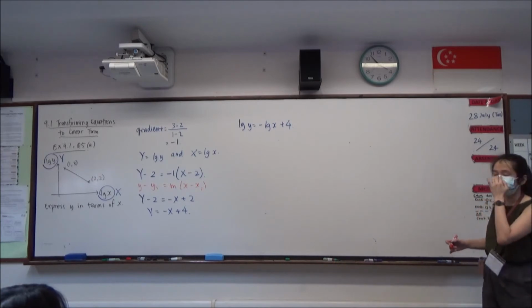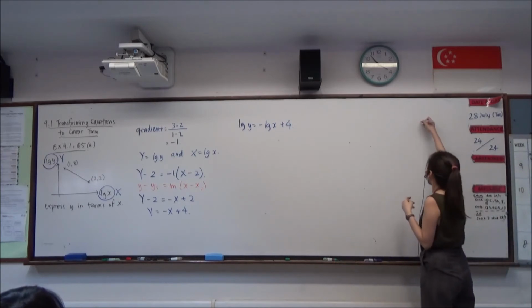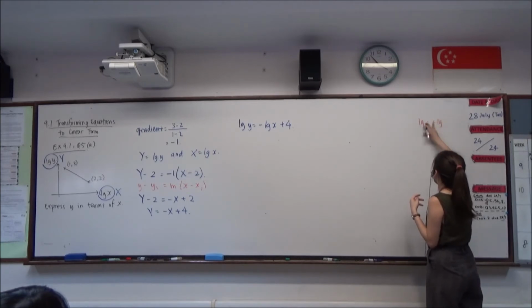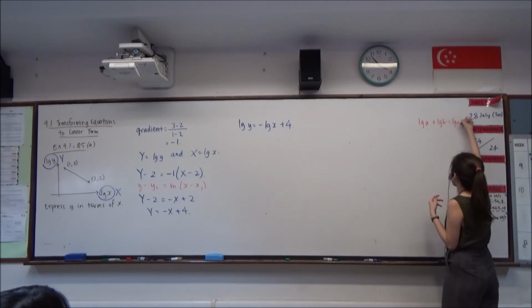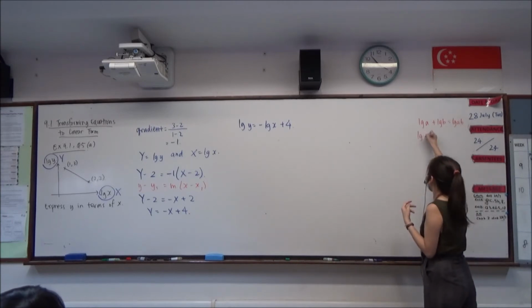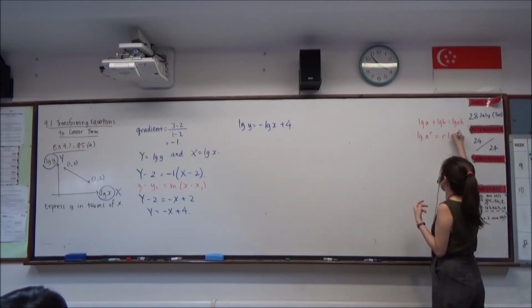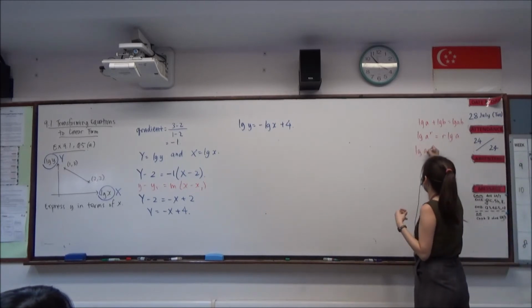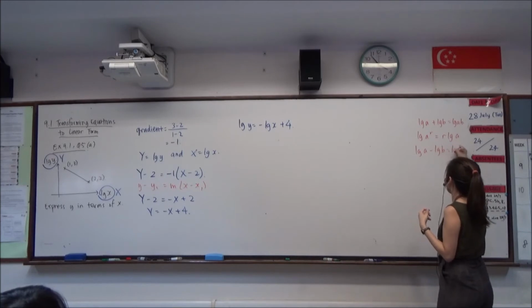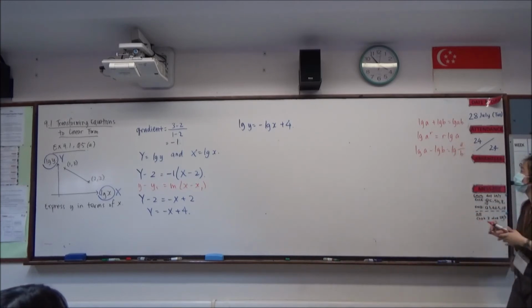How will I make use of my logarithm laws? We have log a plus log b equals log ab. We have log a to the power r equals r log a. And then we have log a minus log b equals log a over b. Generally, we have things like that.